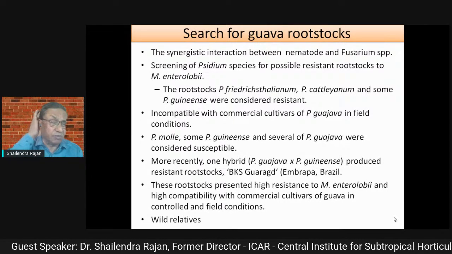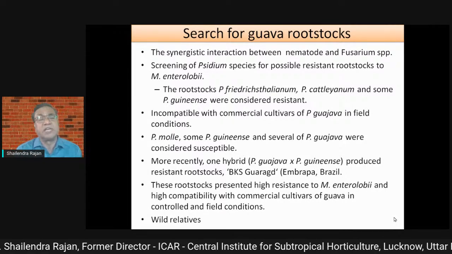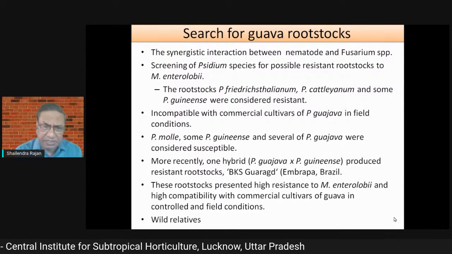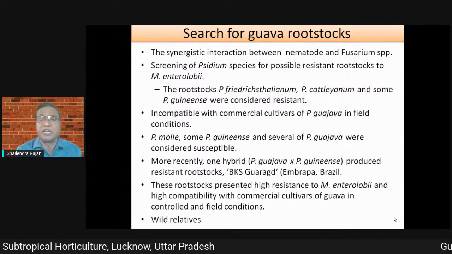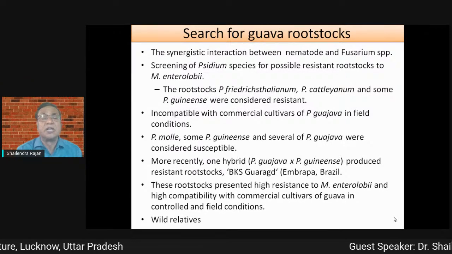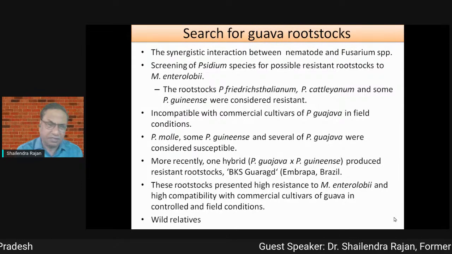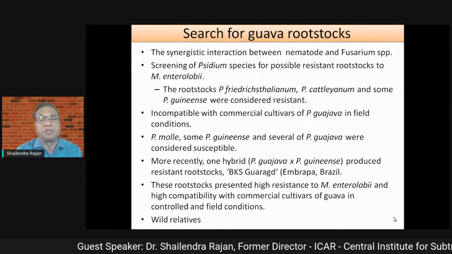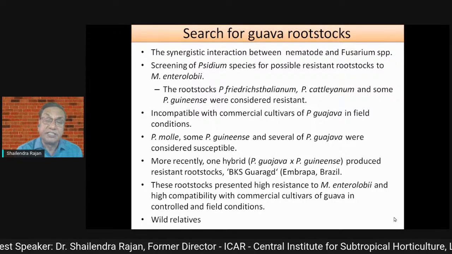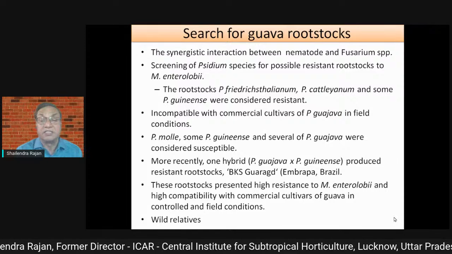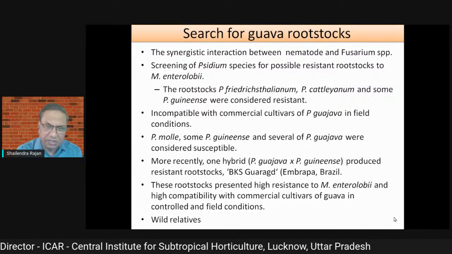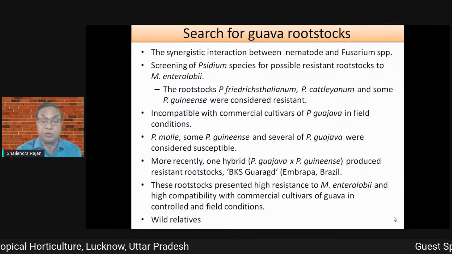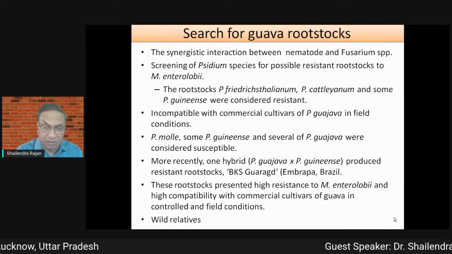Then another important problem which has crept in is Meloidogyne enterolobii, which was not there in India. It has come up. People say that some rootstocks like Psidium friedrichsthalianum, Psidium cattleianum and Psidium guineense are resistant, but one has to see it. These may be incompatible with Psidium guajava. In field conditions, Psidium molle and some Psidium guineense and several Psidium guajava were considered susceptible. So, at least for this nematode, we are in search of tolerant rootstocks.